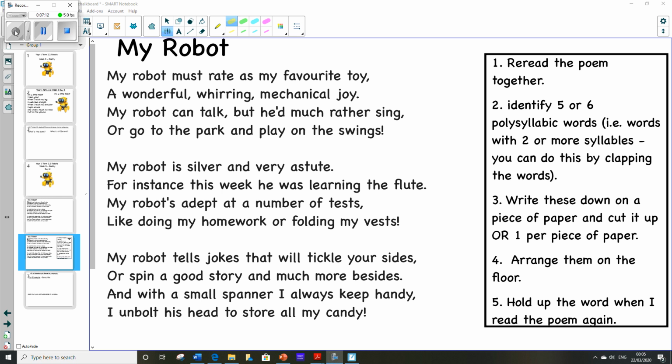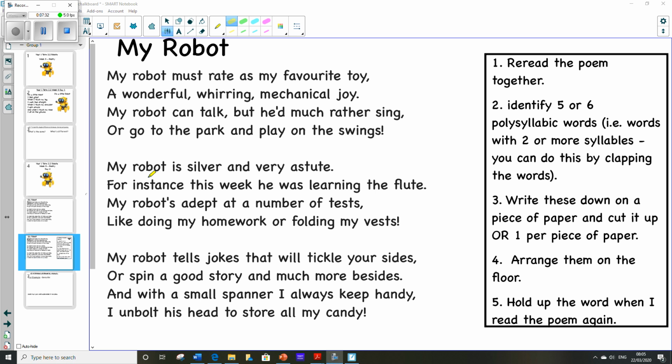Okay, so I'm going to read the poem again, and then you're welcome to read this as often as you want, finding the polysyllabic words. So, my robots must rate as my favourite toy, a wonderful whirring mechanical joy. My robot can talk, but he'd rather sing, or go to the park and play on the swings.